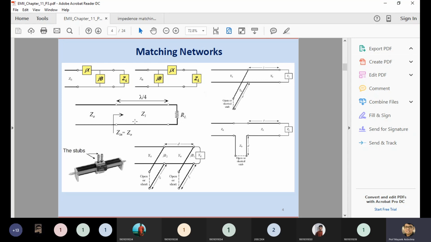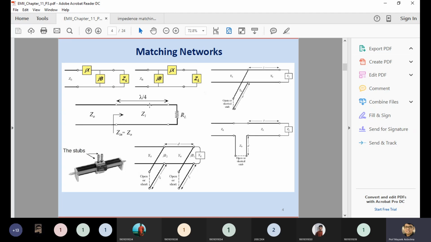In the second figure, below these yellow boxes, lambda by 4 is mentioned. This is called the distributed lambda by 4 transformer matching network. I will just repeat it: this is the lambda by 4 transformer matching network.